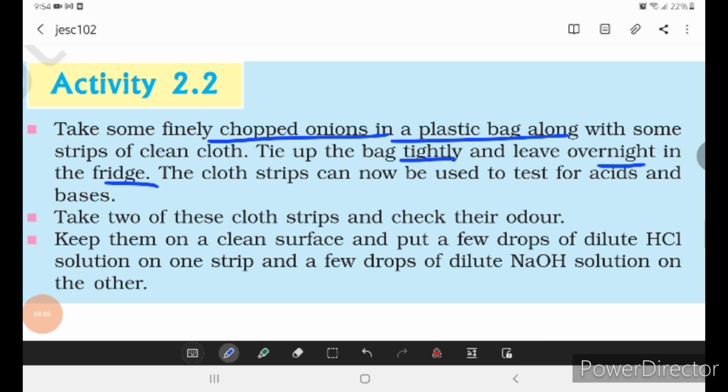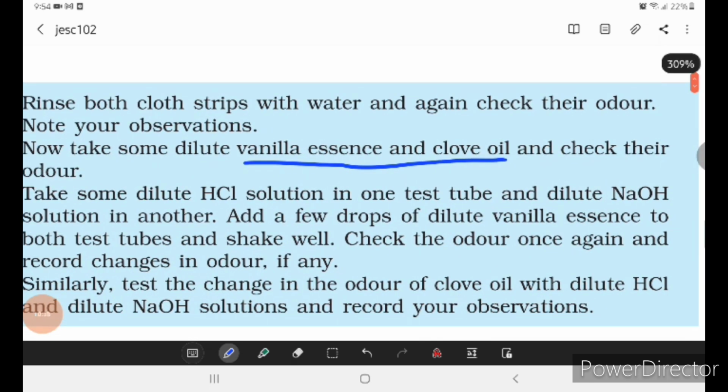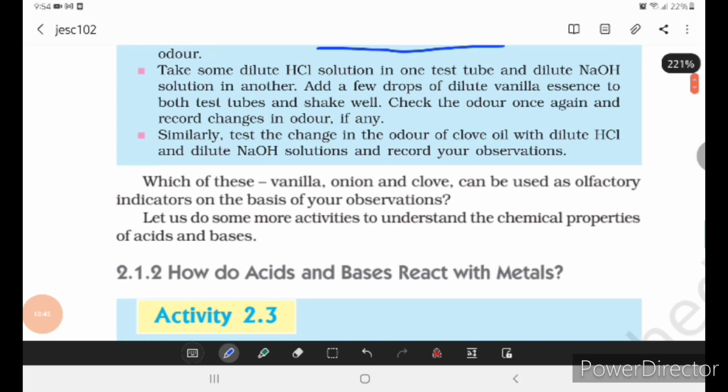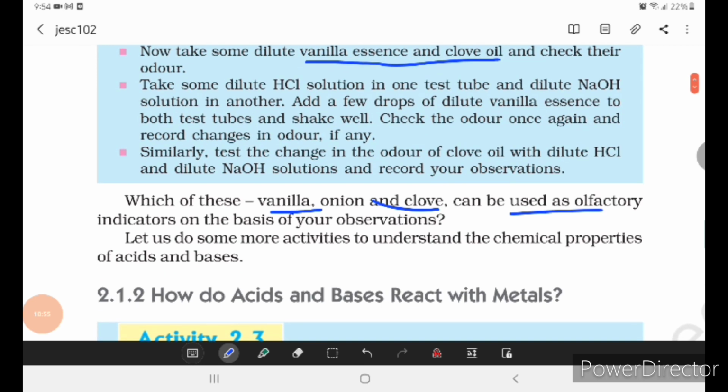So you can find the difference between acid and base when you keep this piece of cloth in acid solution or basic solution. Next, coming to the vanilla essence. Vanilla essence also changes its odor when placed in an acidic or a basic medium. Clove oil too acts as an olfactory indicator. Now, which of these, vanilla essence, onion and clove oil, can be used as olfactory indicators? Yes, all three can be used as olfactory indicators. Let us do some more activities to understand the chemical properties of acids and bases.